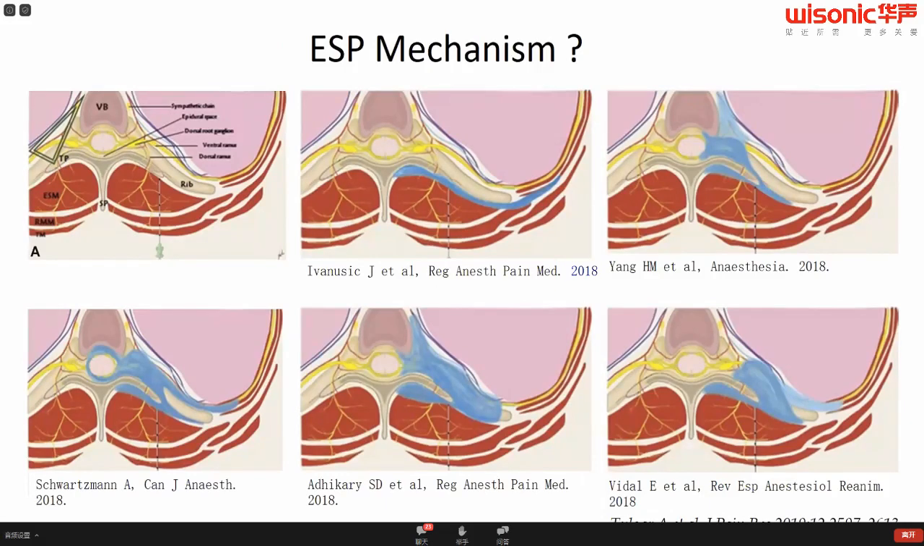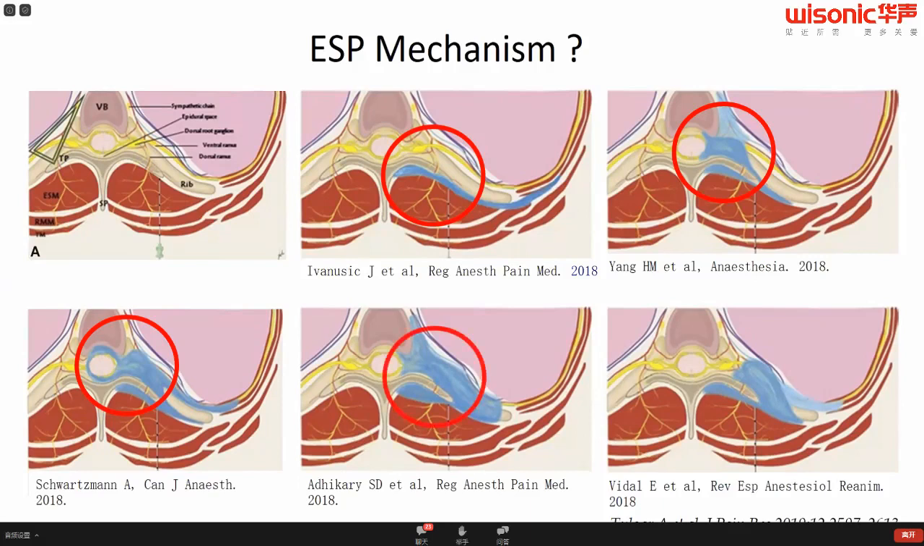And many other cadaver studies were done to look for the mechanism of an erector spinae plane block. And you can see different results. Here you can see what you have seen before, only a dorsal spread, and a spread around the dorsal ramus. In this study, they could demonstrate that local anesthetic, this is the light blue color, was found in the paravertebral space. Here also, this was the Schwarzmann study, they found spread of local anesthetics around the spinal cord and in the spinal nerve.